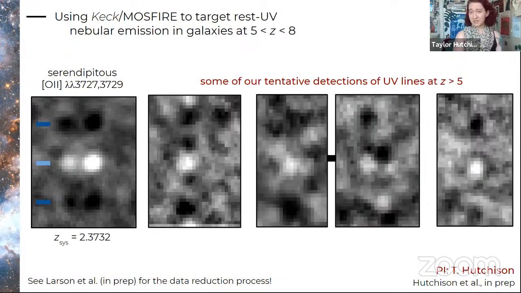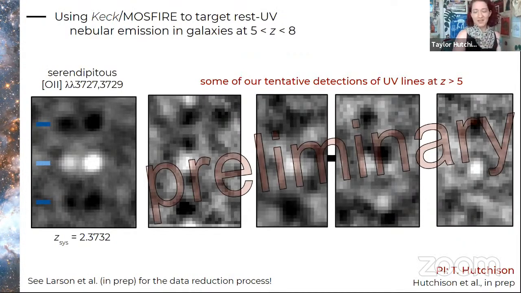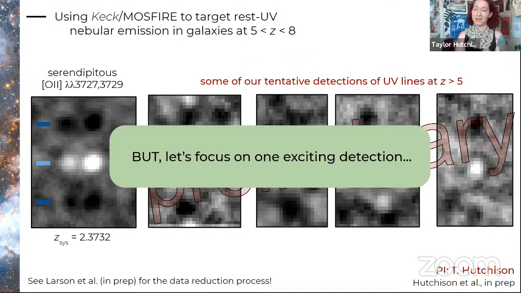So here are some of our tentative detections of UV lines at redshift greater than 5. This is preliminary, just as a note. I could tell you what we think these lines are and what redshift they are, but honestly, I want you to stay tuned because I am actually more excited right now about a particular emission line, and I'm going to spend the rest of my talk talking about that line.